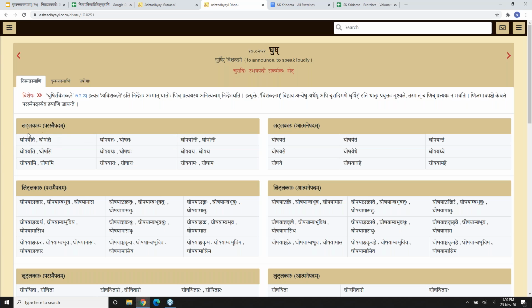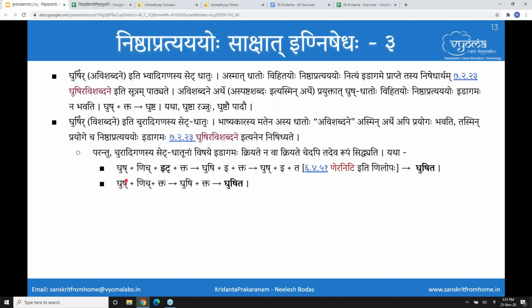Why is this particular difference justified? It is justified because of the sutra ghushir avishabdane. This particular dhatu can come in vishabdane as well as avishabdane. Avishabdane will require absence of idagama. The absence of idagama and the presence of idagama, the difference will always be shown only when the nich is not there, and therefore for the ghusha dhatu the nich comes optionally.